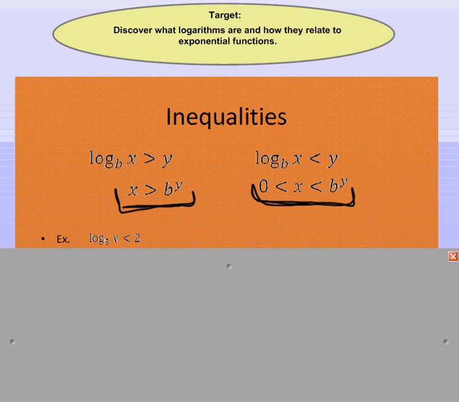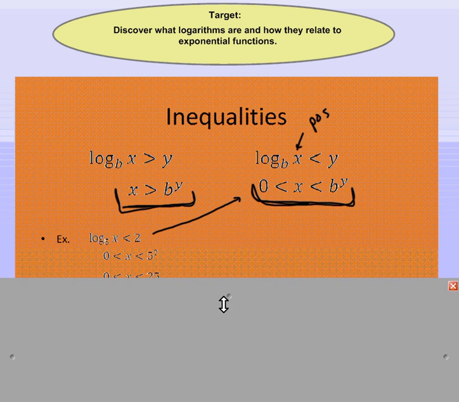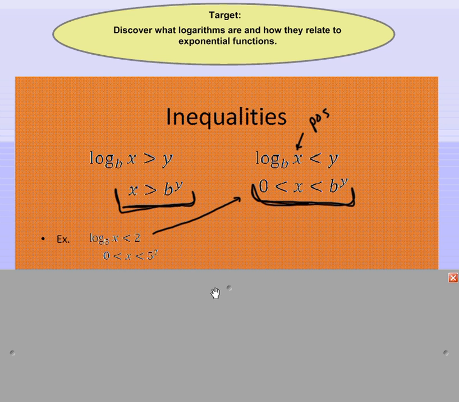Why with the 0? Because again, this x has to be positive. When it's greater than, the x will be positive, so we don't need to worry about it. When we see log base 5 of x less than 2, we have to notice that we're going to follow that pattern. So very simply, we set the 0 to one side: 0 less than x, which is less than 5 to the second power, the base to the exponent. Very simply, we can solve that, and we have our answer: x is somewhere between 0 and 25.